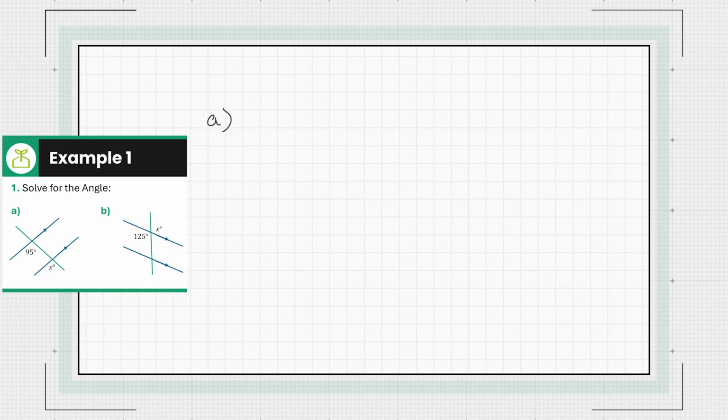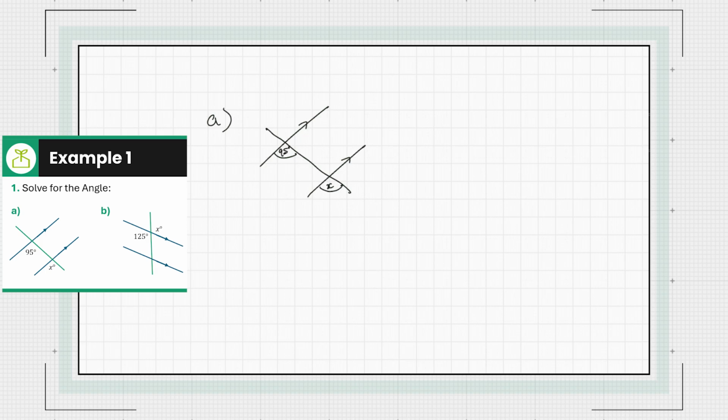So it's asking us to solve for this angle. And what we have essentially here in the diagram is something like this. We have our transversal, we have a couple of parallel lines, and we are asked to find this angle here, which is x, if we know that this is 95 degrees.